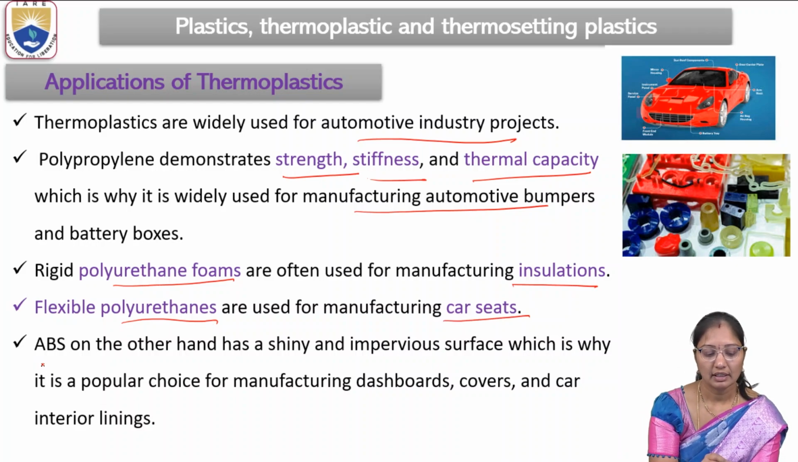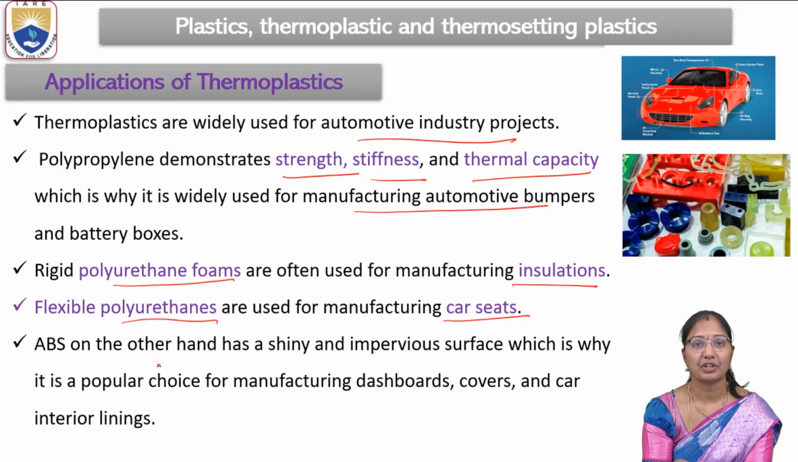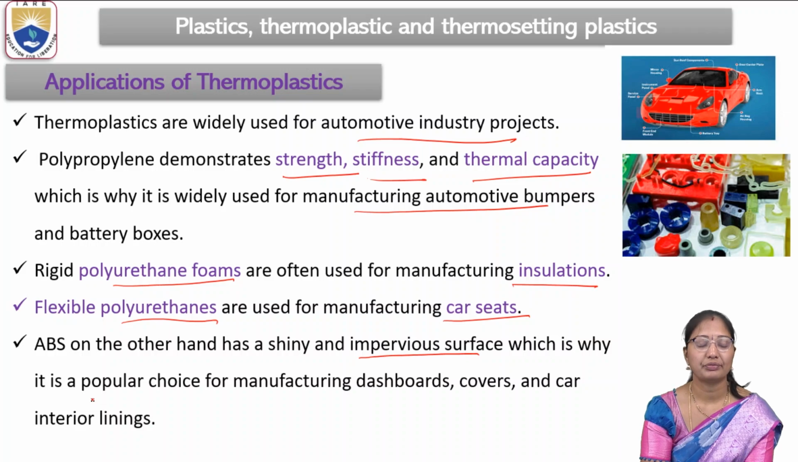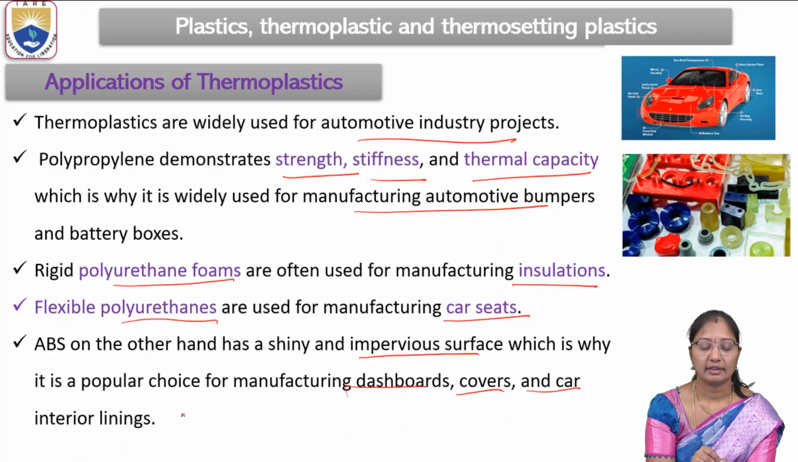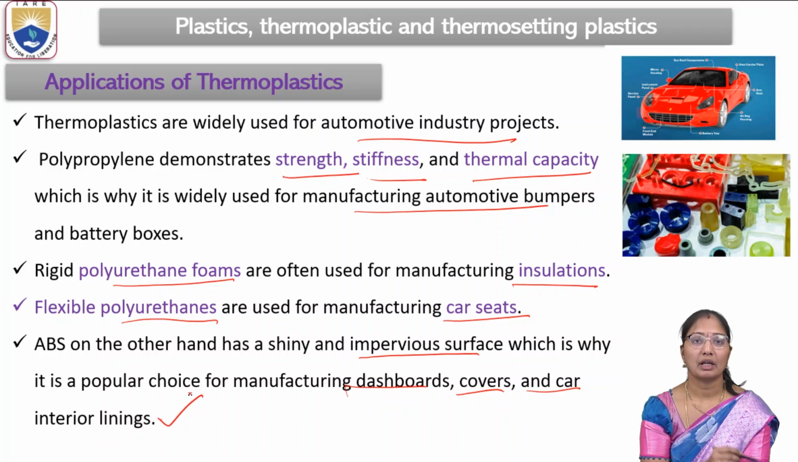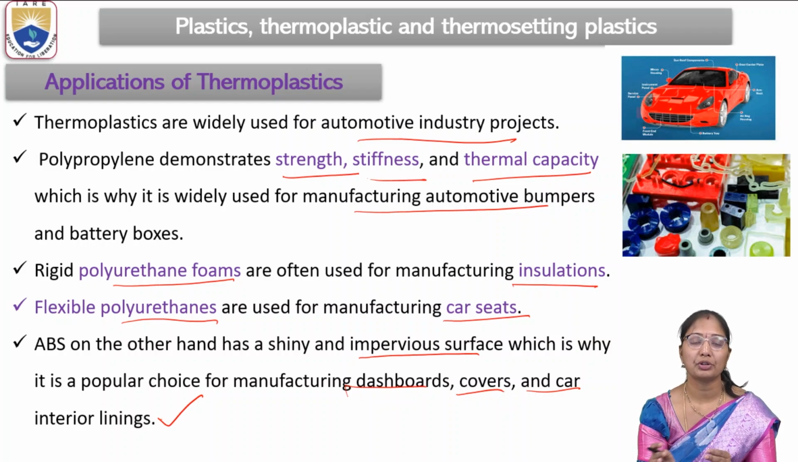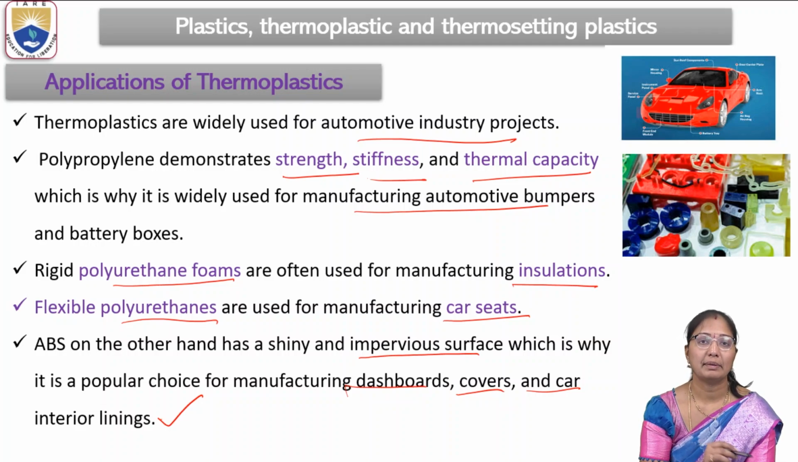ABS, on the other hand, has a shiny and impervious surface, which is a popular choice for manufacturing dashboards, covers, and car interior linings. ABS plastic is a popular choice because cars and road vehicles generally have this ABS plastic in their covers and interior linings. This ABS is preferred and used.